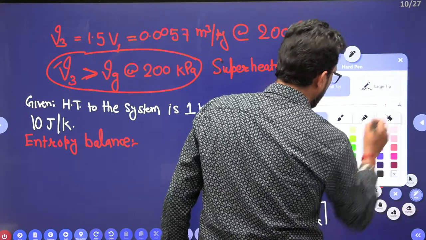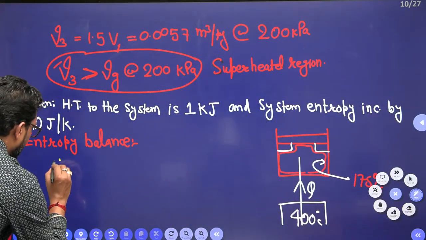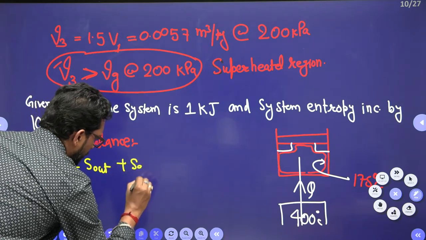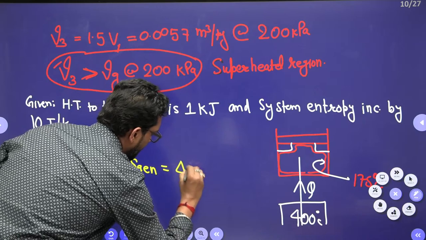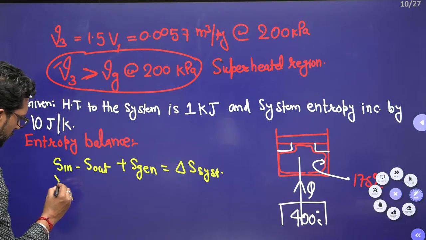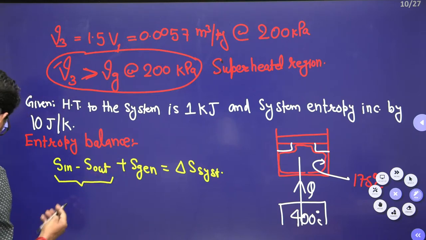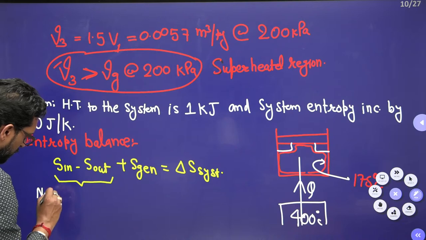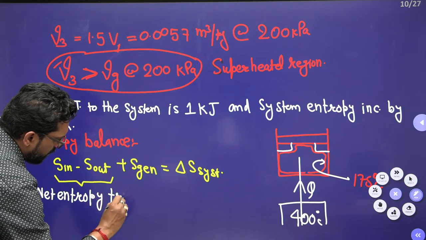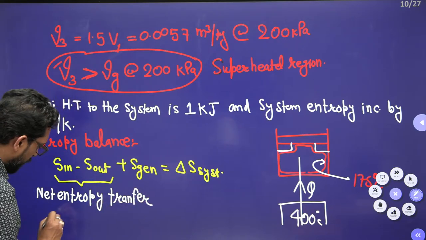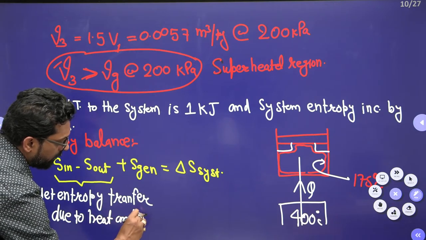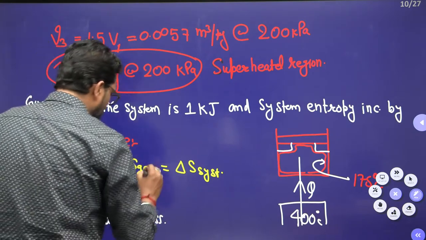What is the entropy balance? S in minus S out plus S generation is equal to delta S of the system. Yes or not? And this S in or out is due to net entropy transfer. Net entropy transfer due to heat and mass only. Right. And this is your entropy generation.